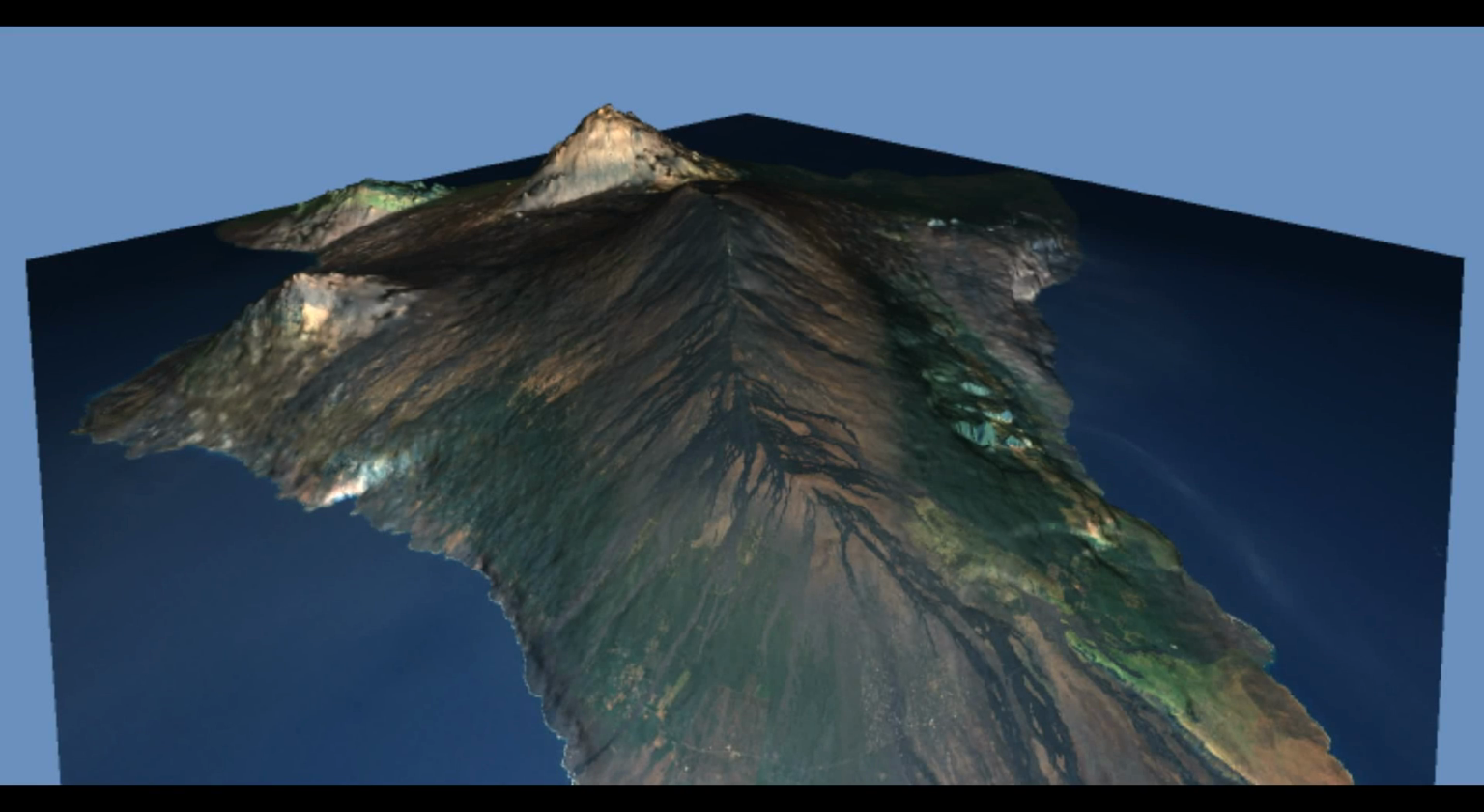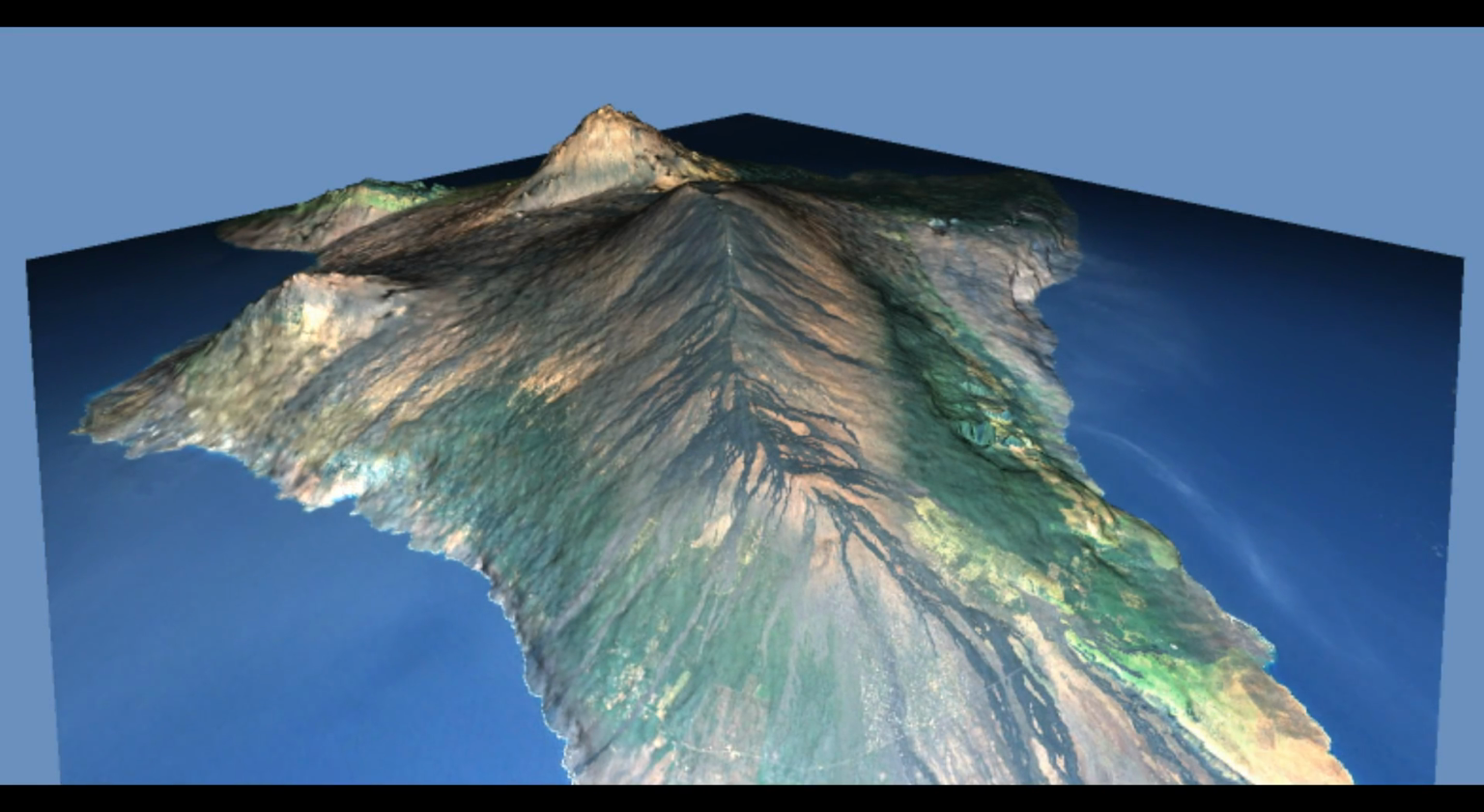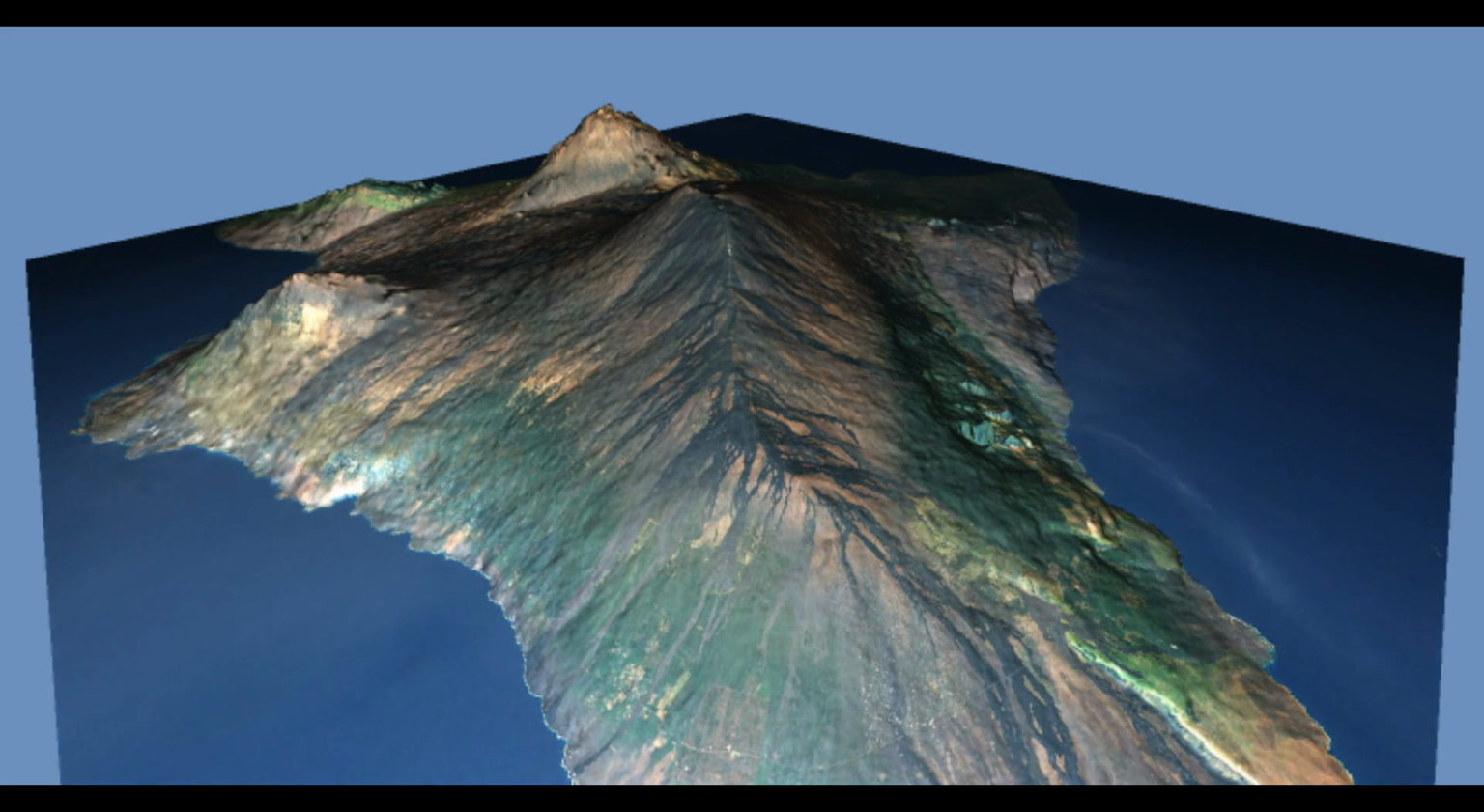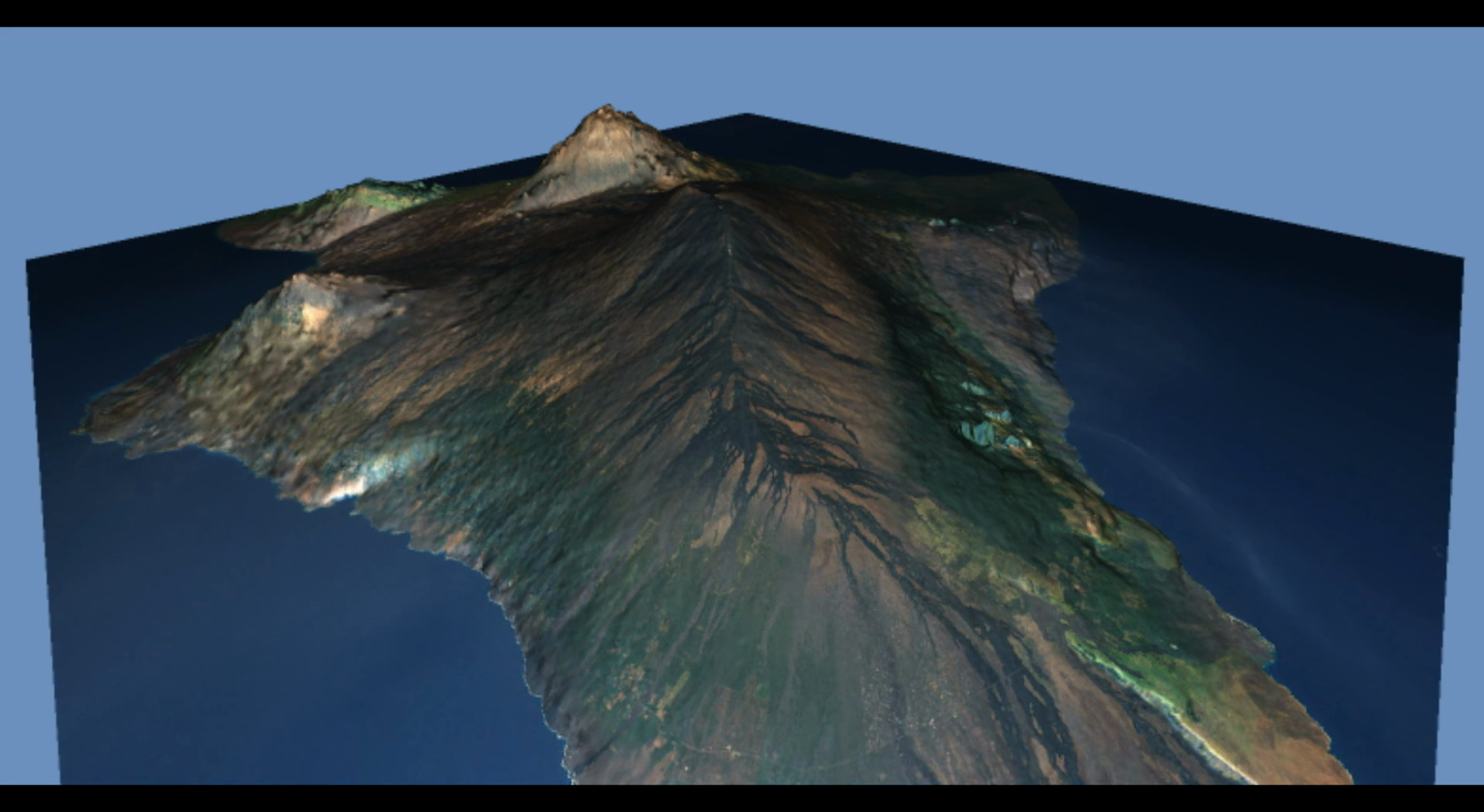Hi guys, this is Sashank Falagati again, and I'd like to take this time to show you some of my landscape level of detail techniques that I've developed here at the Guildhall.